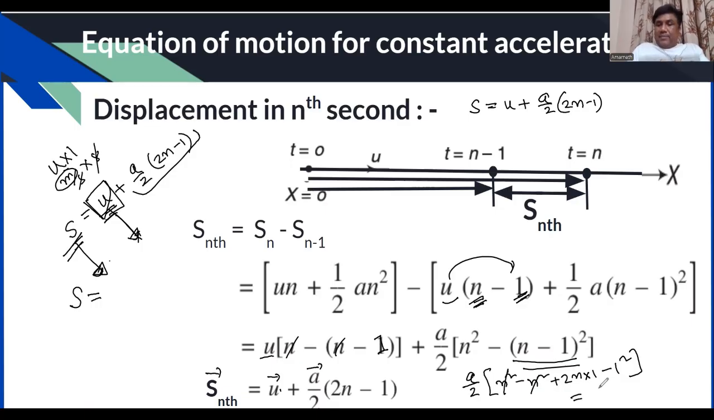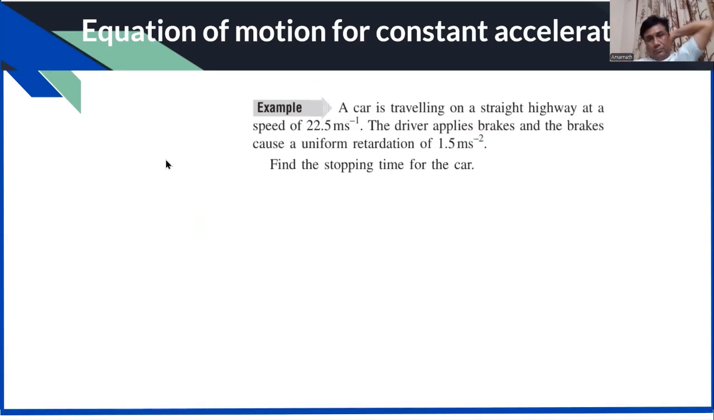See, actually this term is a by 2 into 2 into n into 1, minus that is 1 square actually. So it means this part is meter, this part is per second square, and this is second into second. Because 2n into 1, 1 second, n second. So acceleration per second square, and that 2n is second square, it is also second square. Second square minus second square is second square only. So this is also dimensionally correct.